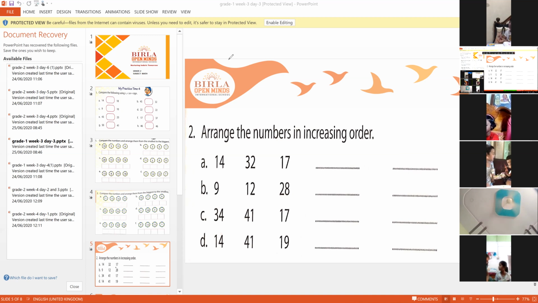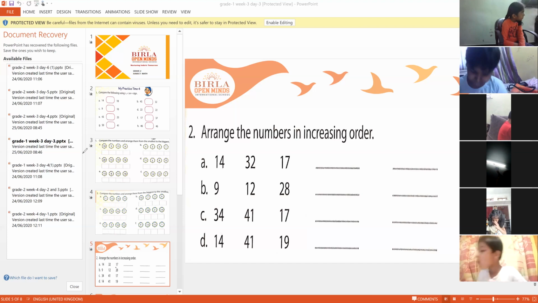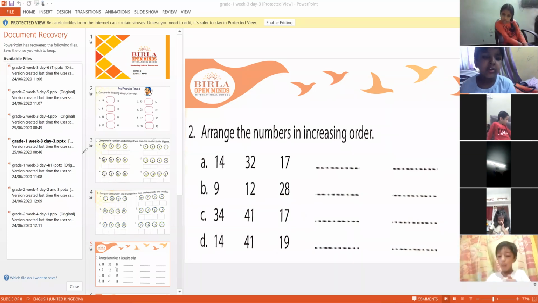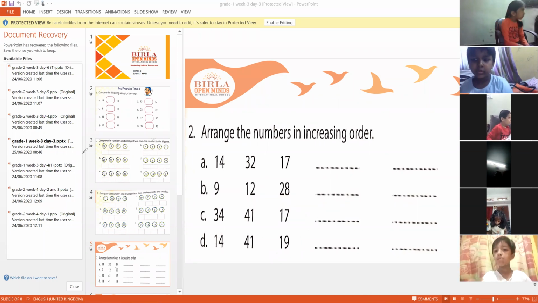So now, again we'll start comparing the numbers in tens place, children. Right? So our first number is 14, then 32 and then 17. Right? So, Ronald, you tell me which is the smallest number here. We have to arrange them in increasing order. Increasing means from small to big. Ronald, tell me which is the smallest number here. 14, 32 or 17, Ronald?